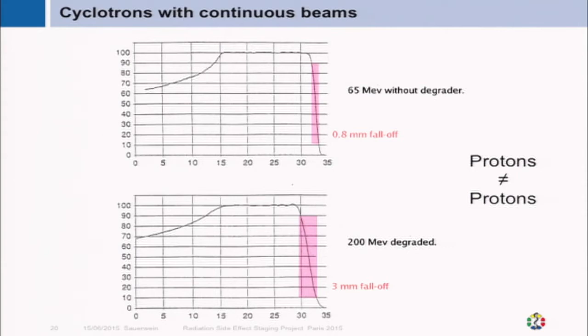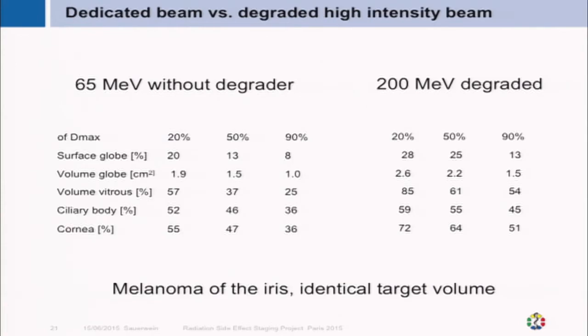Protons are not equal to protons. If you use a dedicated proton beam only for eye tumors, you may have a distal fall-off from 90 to 10% in less than 1 millimeter. If you have a degraded beam, which is what's actually available in most places, then you go up to 3 or even 4 millimeters. And you are always reporting protons. But this is not the same thing, and in reality, we are comparing apples with oranges.